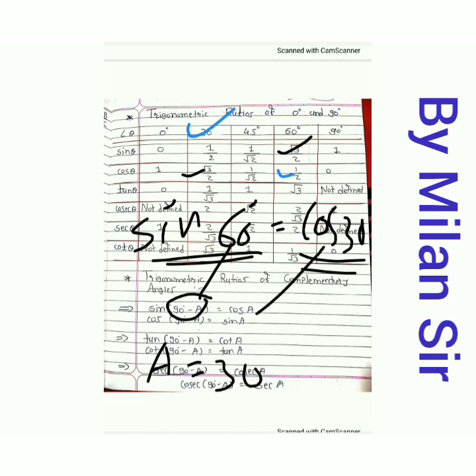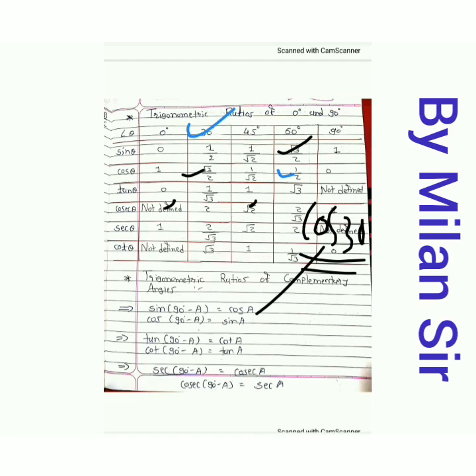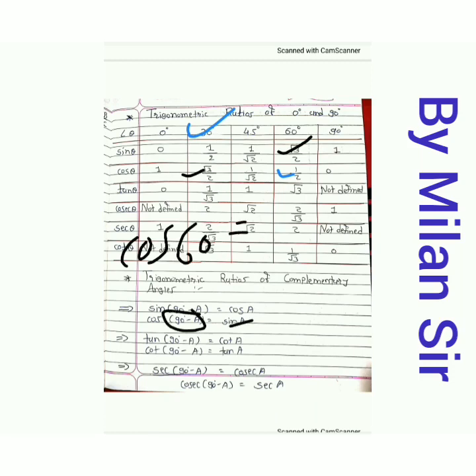This is complementary angles. Okay, same thing, cos(90 minus A). Again take the value A equal to 30, right? So 90 minus 30 is 60, and here A, that means 30. Now just look, the value of cos 60 is equal to sin 30. Both are equal to 1 by 2, right?